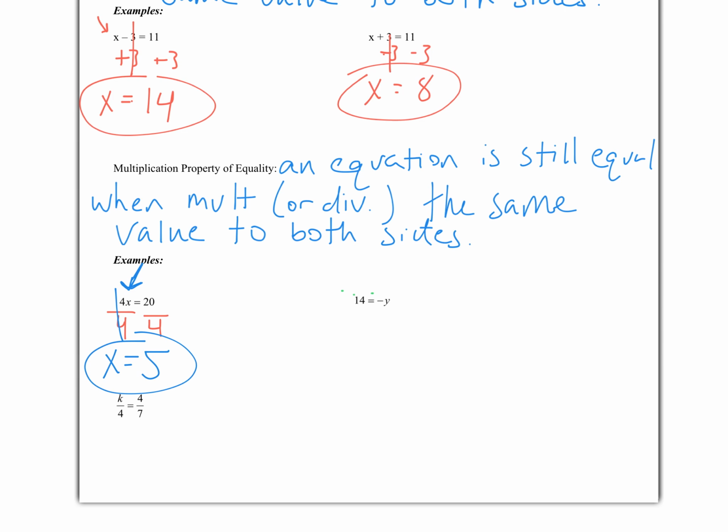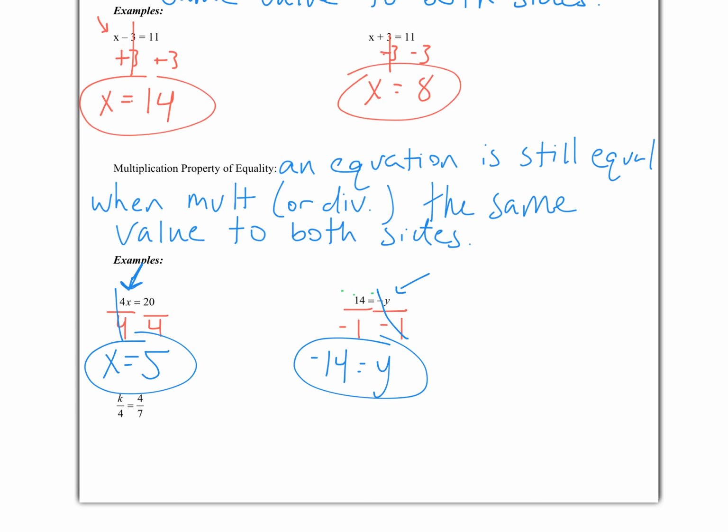Looking at this example on the right, if I'm isolating y, there's a negative out in front. A really common strategy to get rid of this negative would be to either multiply or divide. I'll divide both sides by negative 1. And why negative 1? Well, we know that a negative divided by a negative gives me a positive y. 14 divided by negative 1 is negative 14, and you've got your solution.